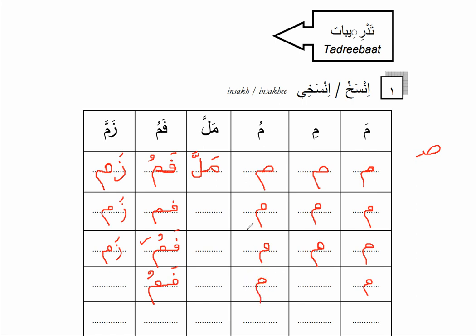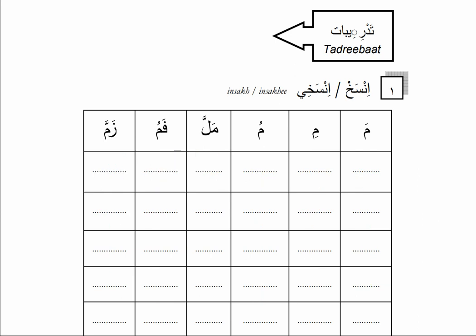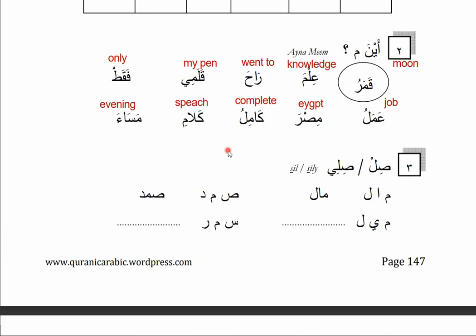It's like this. So I think it's clear the stroke of meem. So let's continue with the other exercises. Now I have given all the meanings here and you need to find where is meem. In the first word you can see meem in the middle. Qamar means moon. Ilm, knowledge, there is meem.